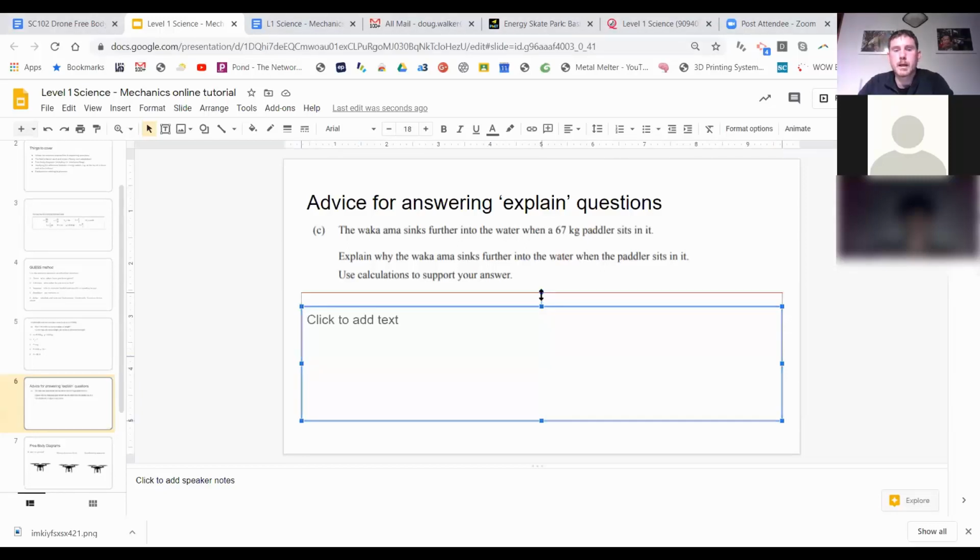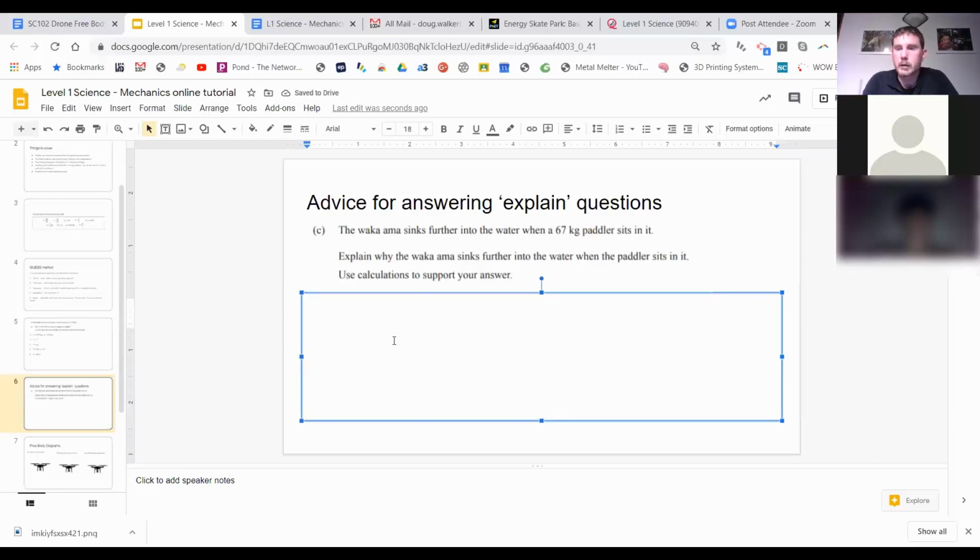Okay, so we've got to explain why it sinks further into the water. And so what we're looking at here is some values that we've got. Well, we've got mass, that's little m. And if we've got mass, we've got weight force as well. From a previous question, we've got the area of the hull, so I'll use capital A for area. And given those quantities, we should know the equation P equals F divided by A, so that's pressure equals force divided by area. And we're going to use this equation to help us give a full and complete answer.